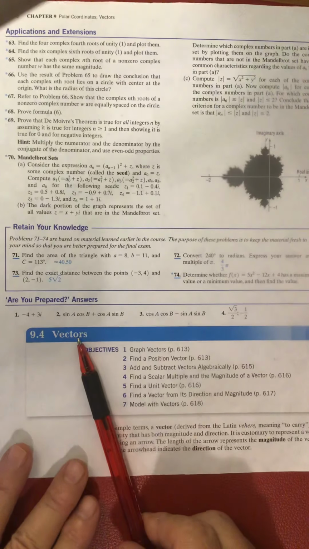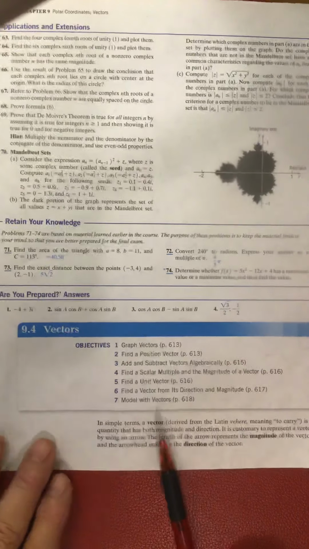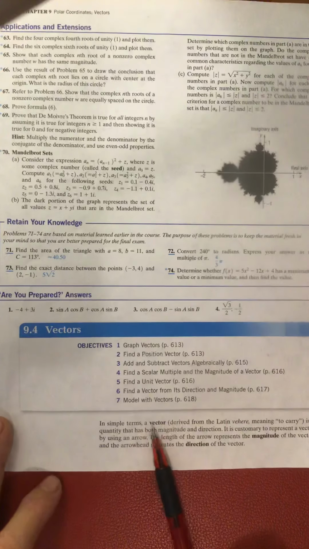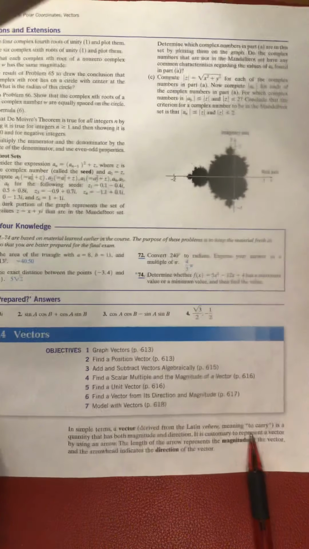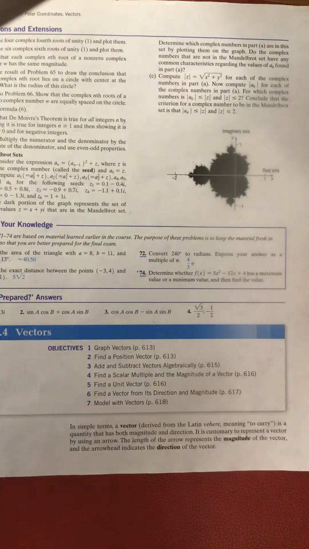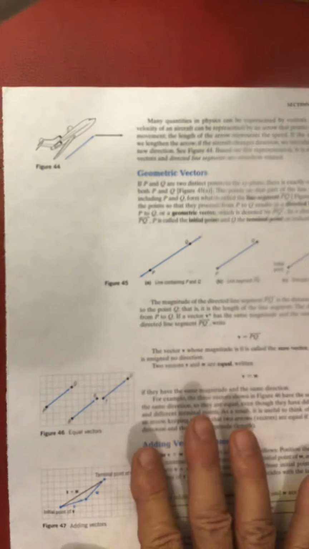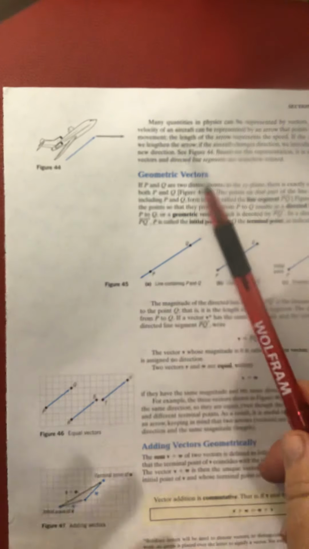Last section, we're going to look at vectors. Vectors are things that have size, magnitude, and direction. Magnitude and direction. And vectors are used in a variety of places along the way. One of them, an airplane, for example.